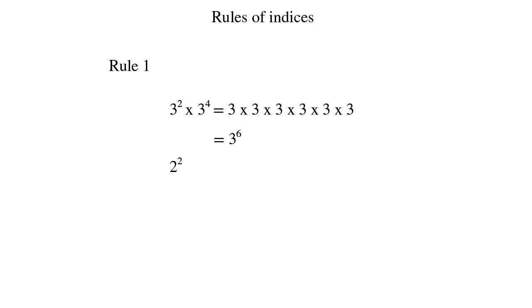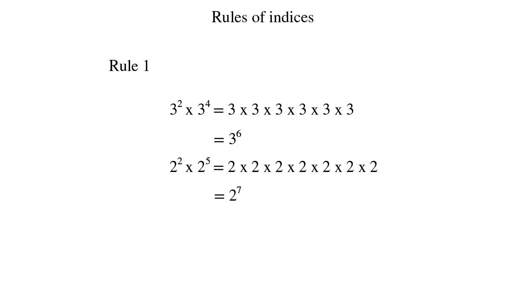Similarly, if we have 2 squared times 2 to the power 5, we could write that as 2 times 2 multiplied by 2 times 2 times 2 times 2 times 2. We've written down 2 7 times, so we can write more simply as 2 to the power 7.